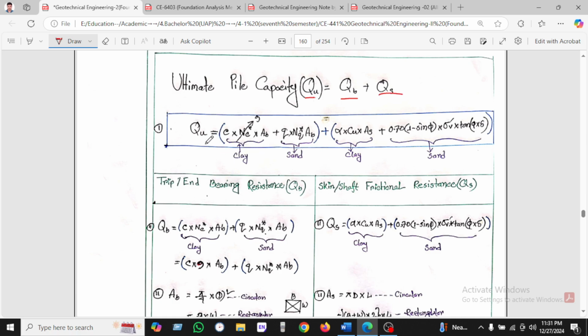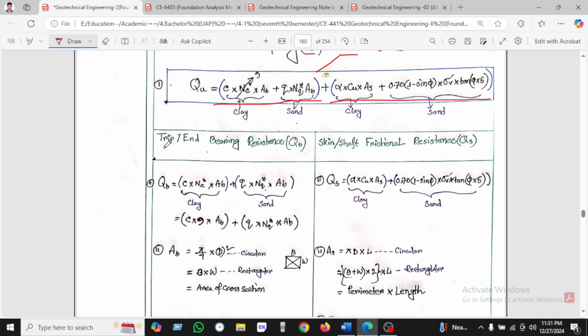So let's see. Qu equals, we have divided it into two types. First of all, Nc times 9 times Ab, which is for clay soil, and Q Nq star Ab, which is for sand. So this is the end bearing, and the skin friction is alpha Cu As for clay soil, and 0.701 minus sin phi times sigma vertical tan phi, for sand. This portion is for end bearing, and this portion is for skin friction.